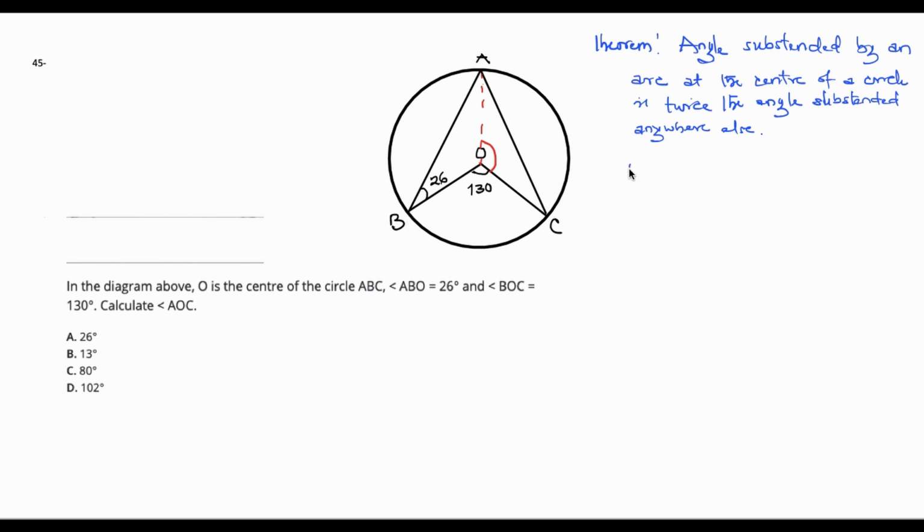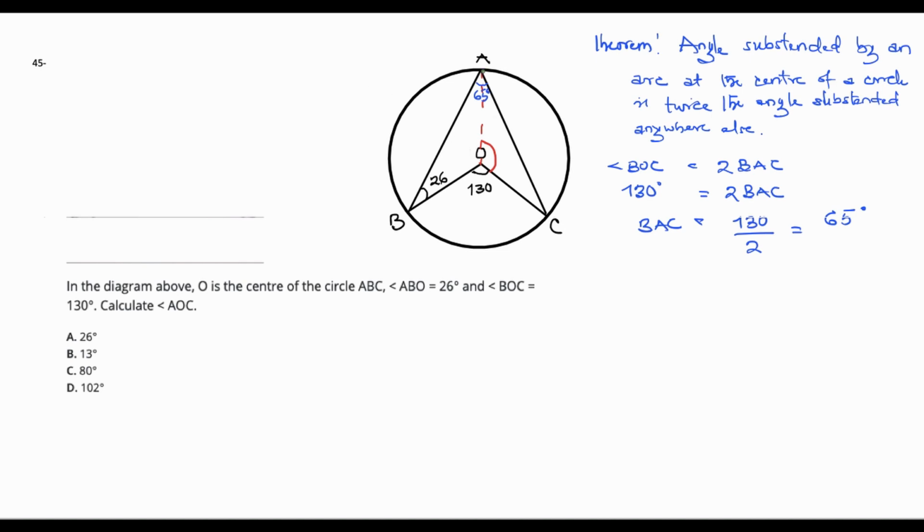So we know that angle BOC is equal to twice angle BAC. If angle BOC is equal to 130 degrees, therefore angle BAC is equal to 130 divided by 2. And that means angle BAC is 65 degrees. So this angle right here is 65 degrees.